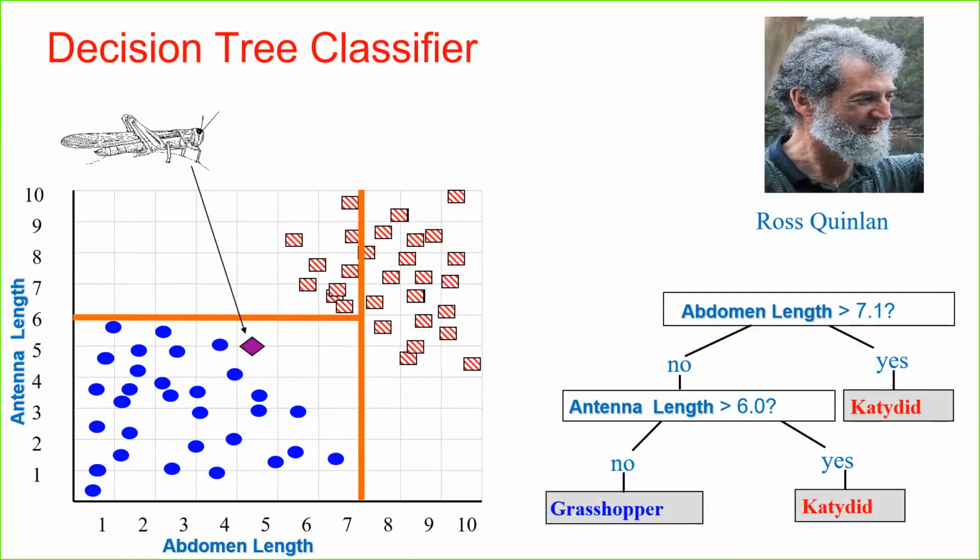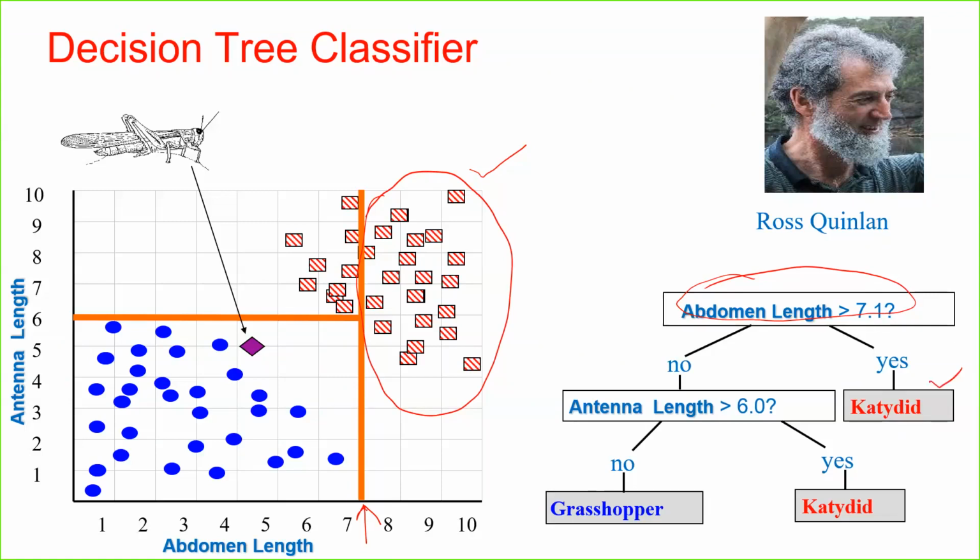Let's say this is the distribution of the insects, katydids as well as grasshoppers. Katydid is indicated with the red color, grasshopper is indicated with the blue color circles, as you see in the figure. What a decision tree does is that it takes a sequence of decisions on the attribute values to classify the instances. For example, at the root node, it is taking a decision on the abdomen length. If the abdomen length is greater than 7.1, it is directly assigning the label katydid, as all the instances with abdomen length greater than 7.1 are katydids only.